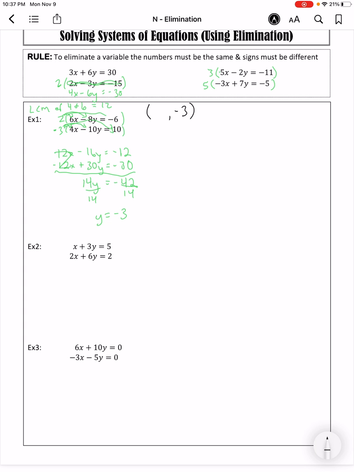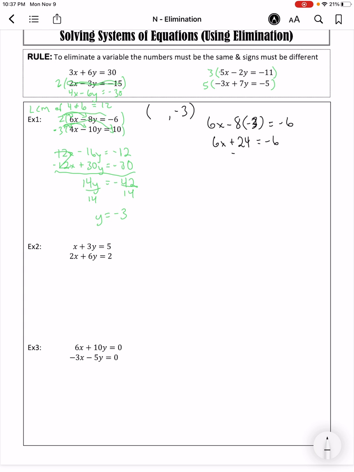What I do is I go back and I take the first equation and I'm going to write it, but I'm going to replace the y with a negative 3. So I would say 6x minus 8, but instead of y, I'm going to put negative 3, equals a negative 6. And then I'm going to do the math. If I've got my calculator, I can use InSolve. If I don't, I've got to do it by hand. So 6x, and then a negative 8 times a negative 3 is plus 24 equals a negative 6.